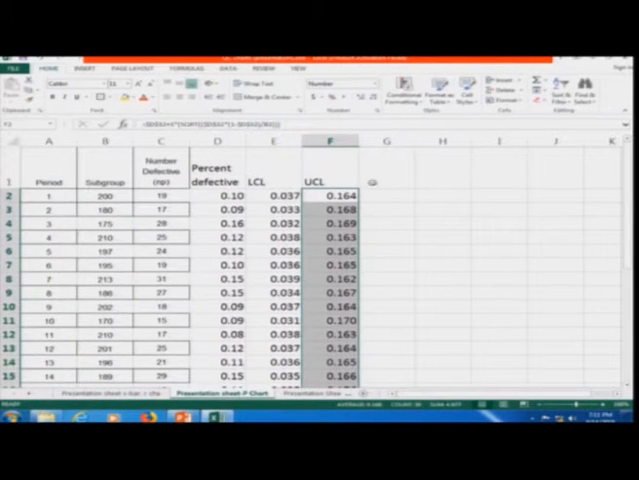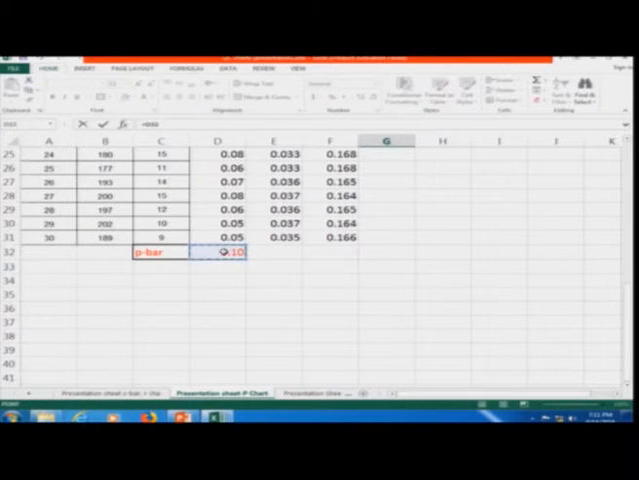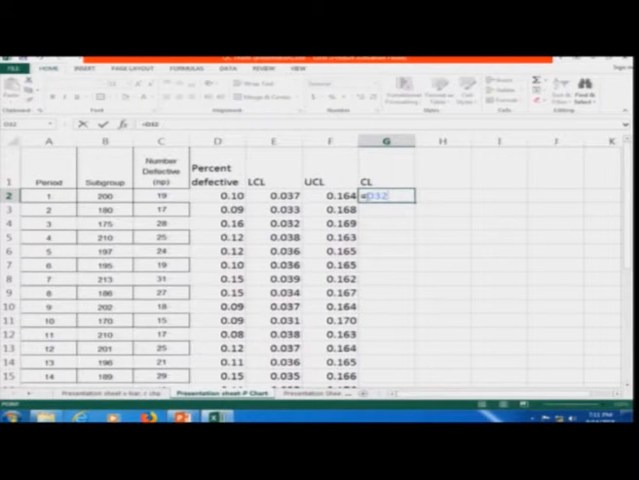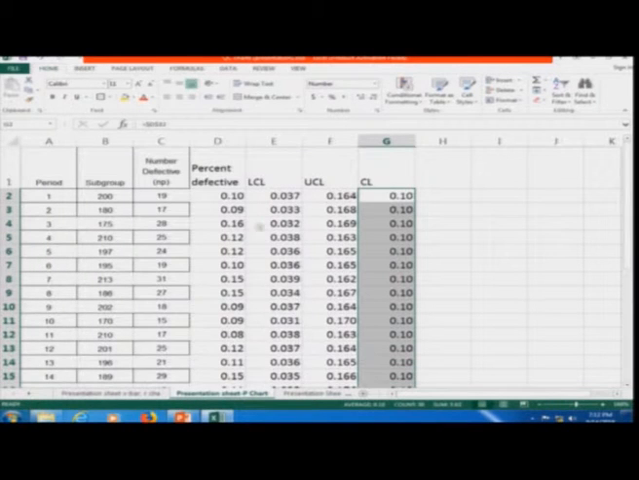Lower control limit, upper control limit, then center line. Center line is nothing but my value of P bar. This is equal to $D$, what was the value, D32. I will just pick it from here, this value D32, dollar and dollar, enter. So, this is proportion defective.